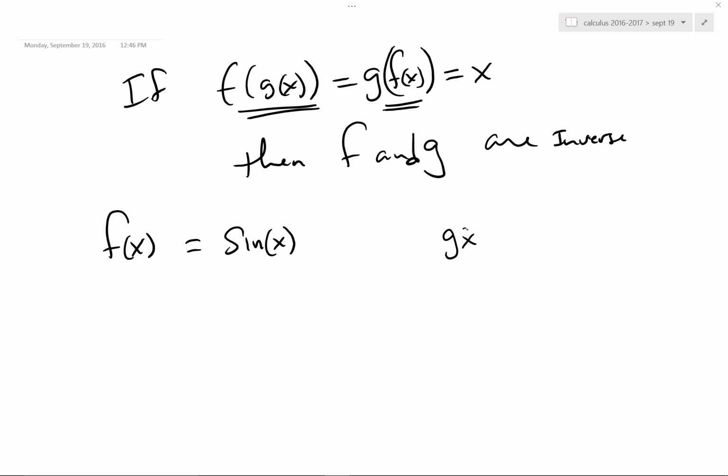G of x equals inverse sine of x. Mr. Grimm, they totally have to be inverses of each other. Right? They have to be. Well, hang on to your horses.